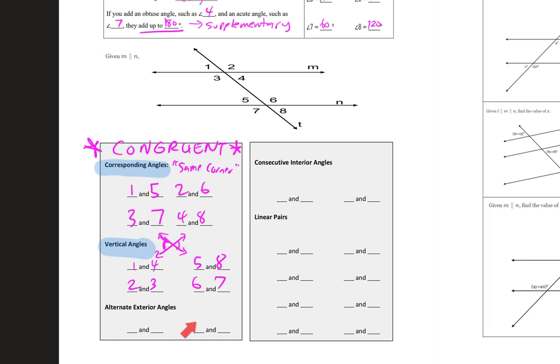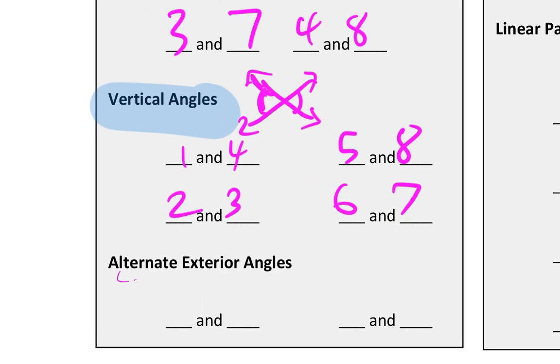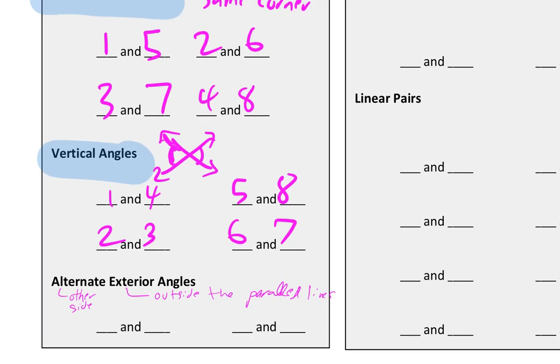Then we have alternate exterior angles. Let's talk about what that means. Alternate is going to refer to the other side. Exterior means outside the parallel lines. So alternate exterior angles are on the other side of each other and outside the parallel lines.